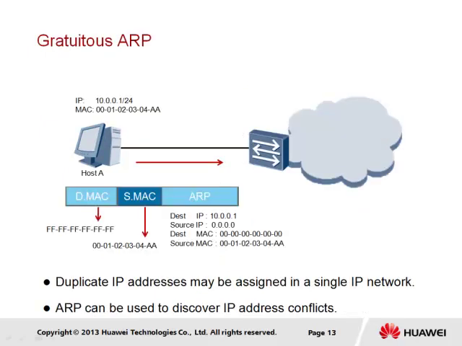Another common use of the address resolution protocol is as a means of detecting duplicate addresses within the network. Gratuitous ARP is initiated at the point at which a new IP-enabled host is added to the existing IP network, or in the event that the existing IP address of the host is changed.